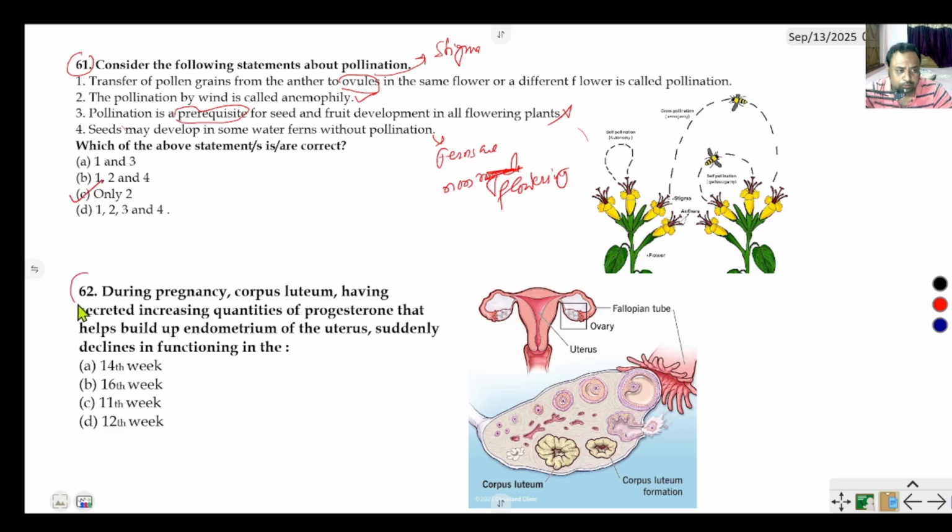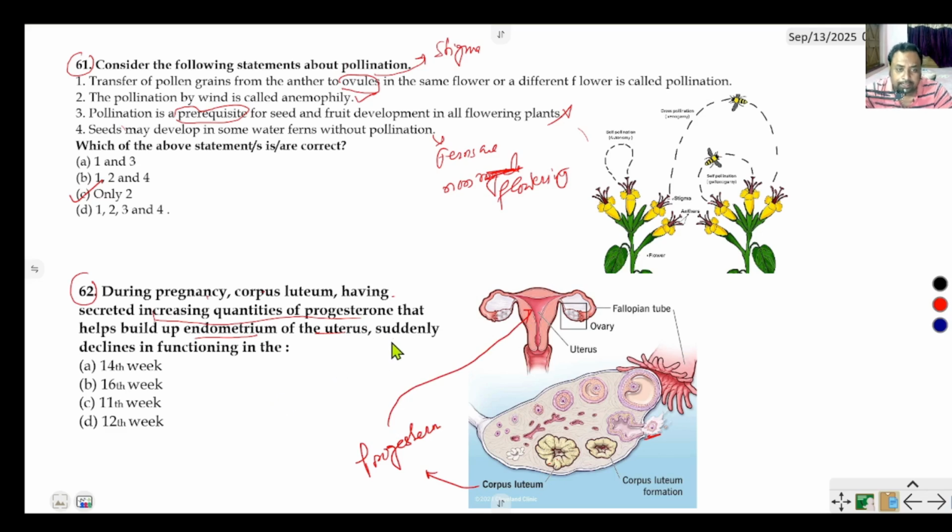Question number 62. During pregnancy, the corpus luteum secretes increasing quantities of progesterone that helps build up the endometrium of the uterus. This is the corpus luteum. After the egg cell is released, the remaining portion of the Graafian follicle is called the corpus luteum. The corpus luteum secretes progesterone. This progesterone helps to maintain the endometrium wall for the fetus.